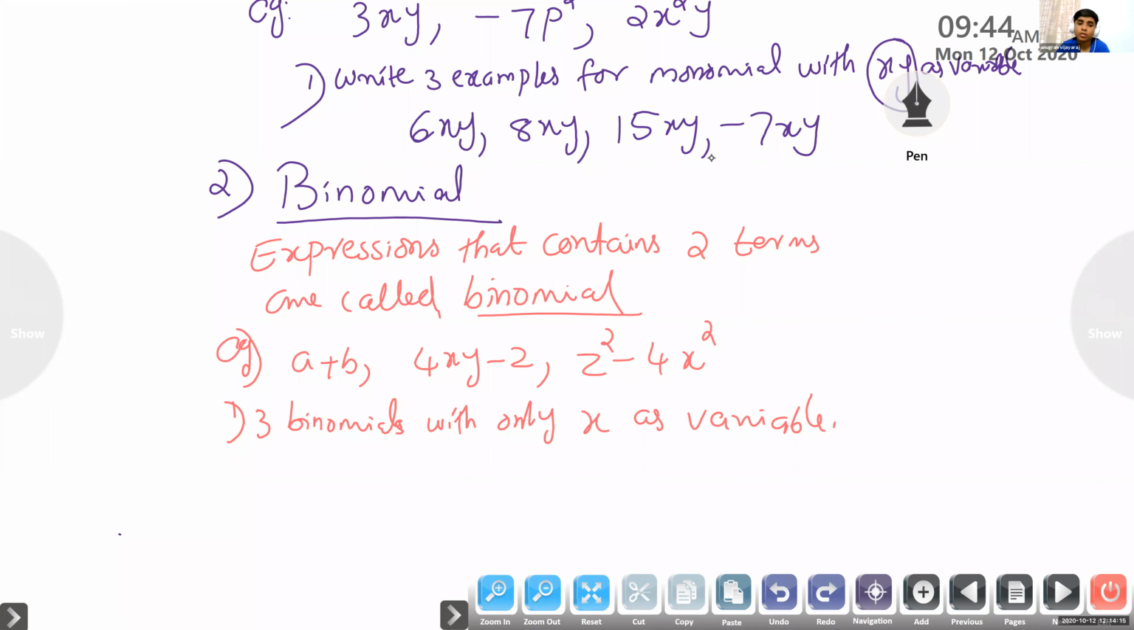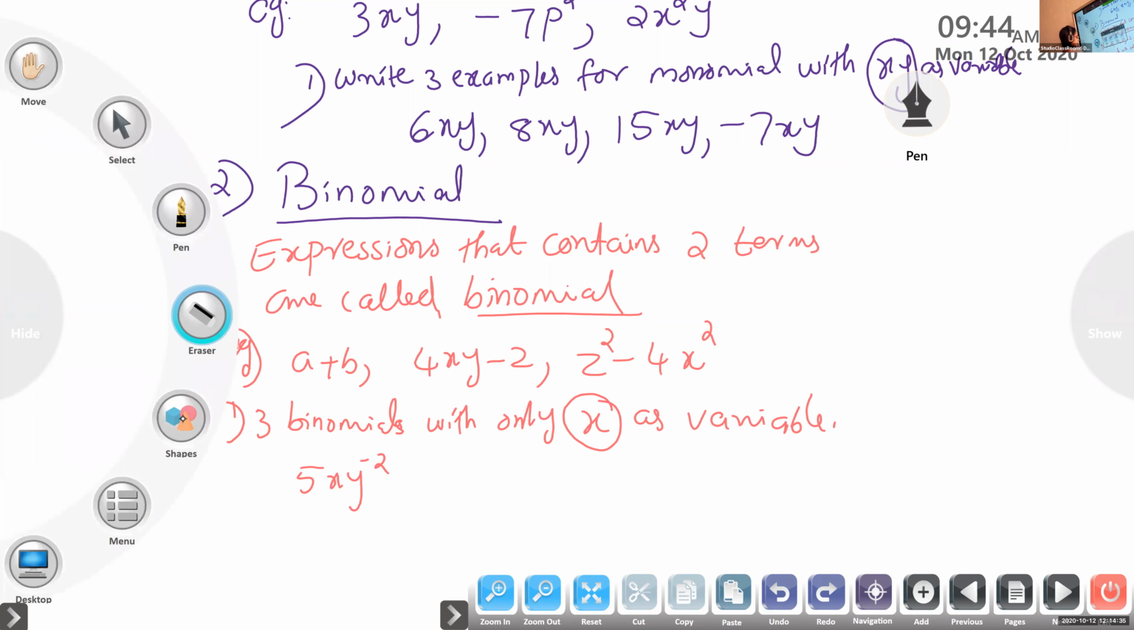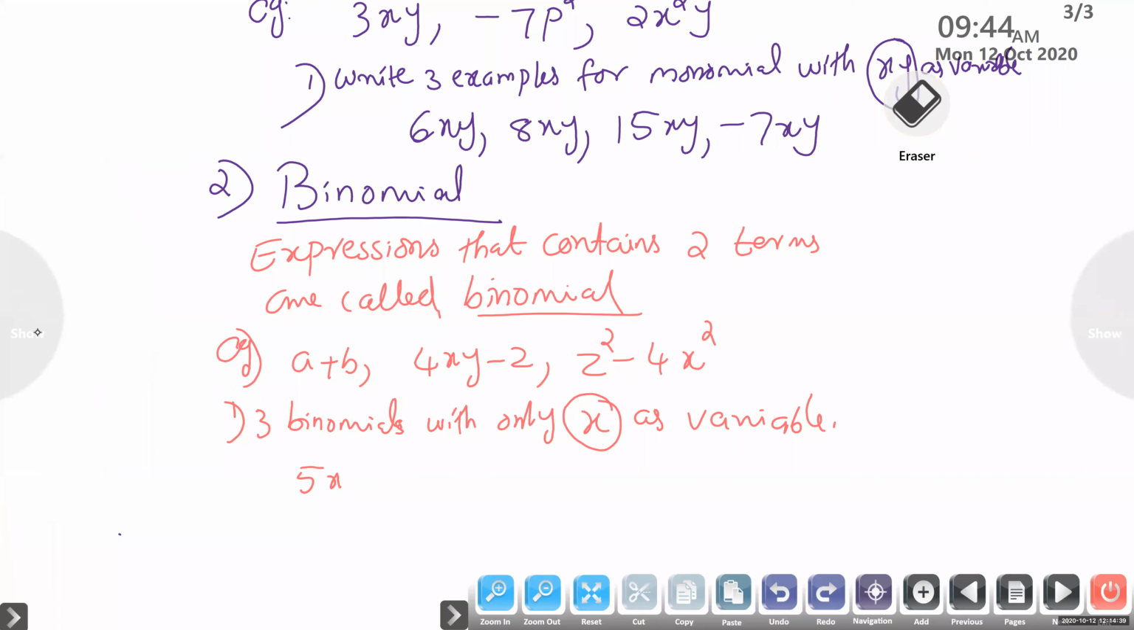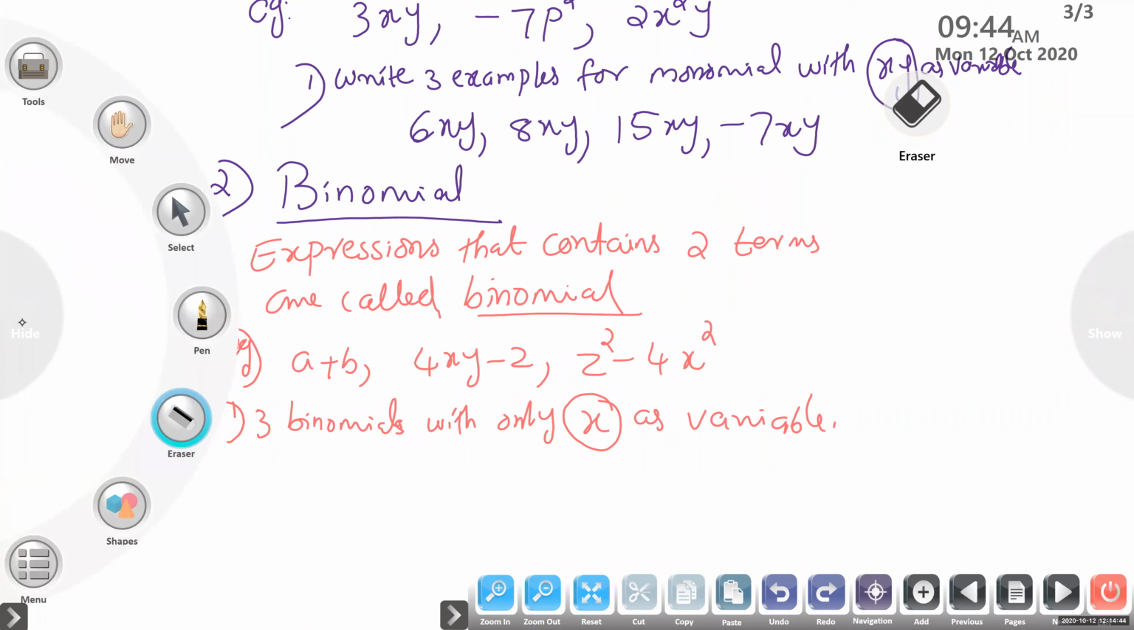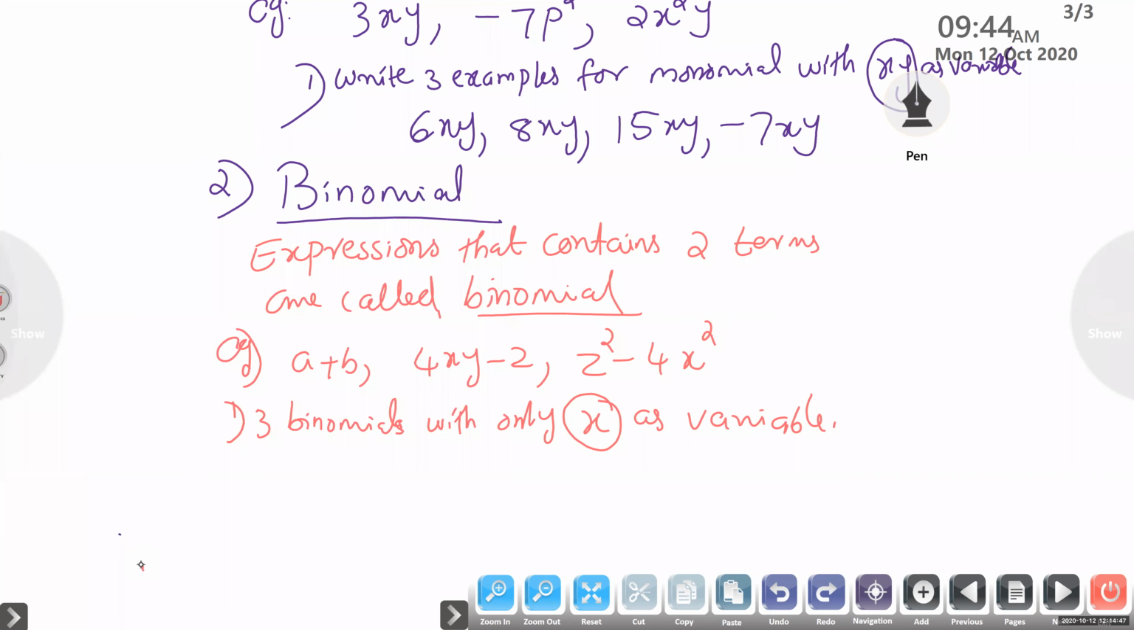Here only x is the variable. X plus x is not possible, because that is only x. It is not possible. X square plus x. Okay. 4x minus 2x.